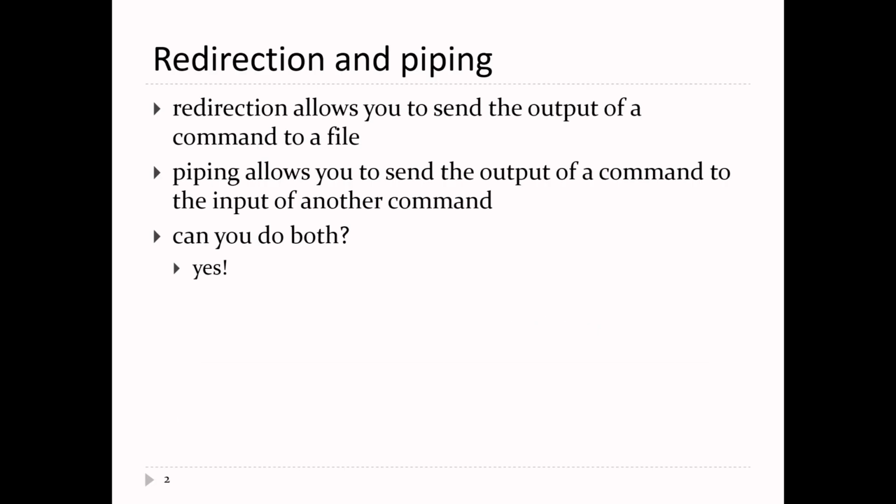Redirection allows you to send the output of a command to a file. Piping lets you send the output of a command to another command. Now the question is, what happens if you need to do both? I want to redirect the output of a command to a file, but I also want to pass that output down to another command. Can you do both? The answer is yes, but you have to do it in a particular way.